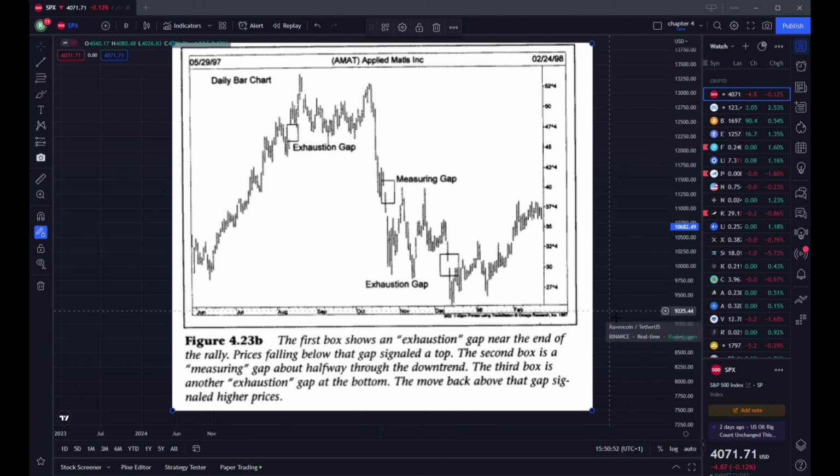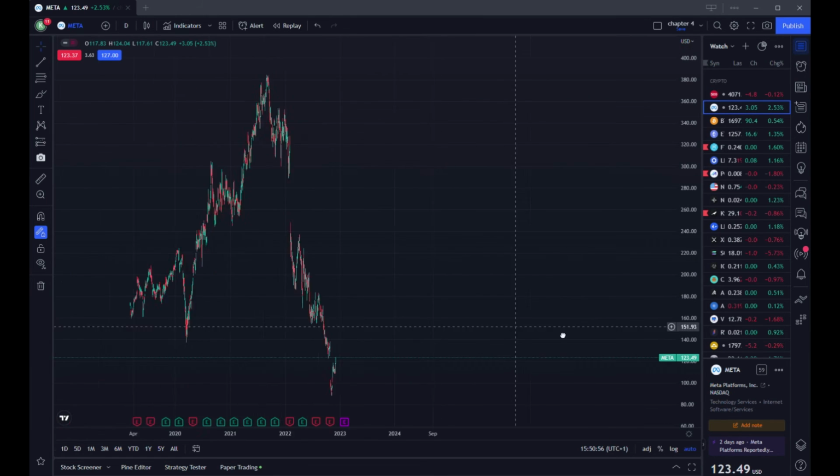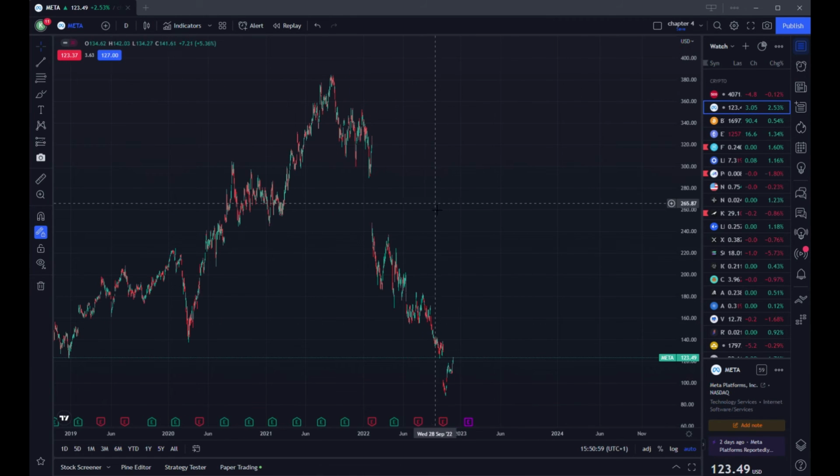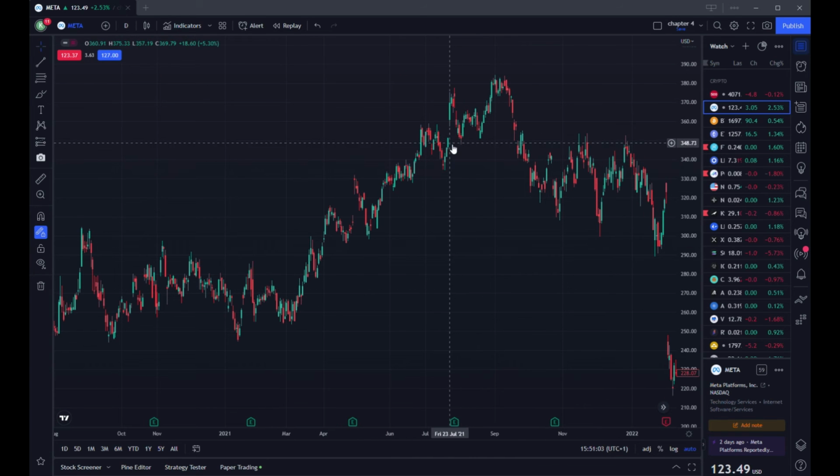I haven't really looked for this. I can look at it on Meta because I know they have a lot of gaps in here. And yeah, let me see. So I think you could call this the exhaustion gap.